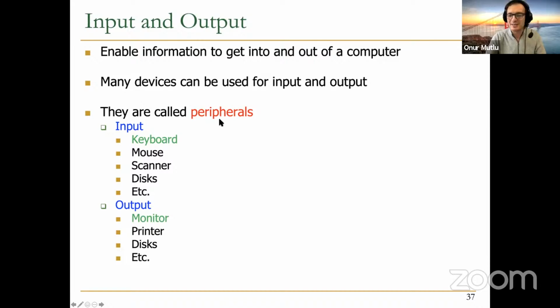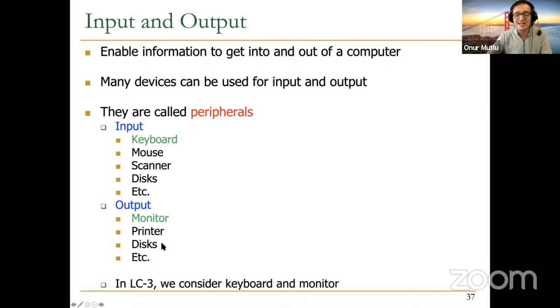So these are really based on the imagination of the people going into the future as well. Output, again, maybe your brain is something close to an output device, right? Again, I don't know, but it could be monitor, printer, disk, etc. In LC3, your book considers keyboard and monitor. We're going to cover that very briefly, but we're not going to go into a lot of detail over here. If you take an embedded systems course, for example, you will deal a lot with peripherals because embedded systems is all about communication with the outside world.